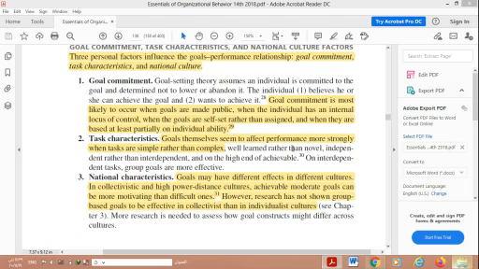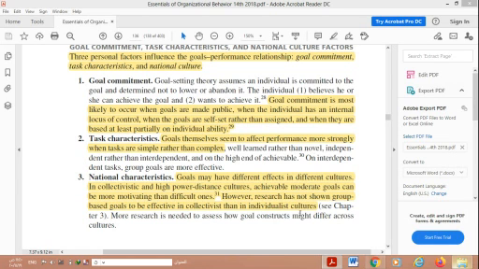The second factor is the task characteristics. Goals themselves seem to affect performance more strongly when tasks are simple rather than complex. Okay. مش عايزين هنا يصير في لبس. احنا حكينا انه الجول يفترض ان يكون difficult، تكون challenge، ولكن the goals themselves seem to affect the performance more strongly when the tasks are simple. Okay, so simplicity here is for the task, not for the goal.